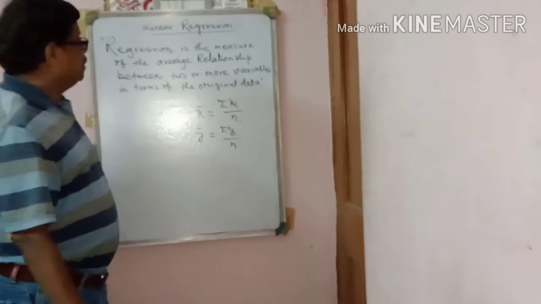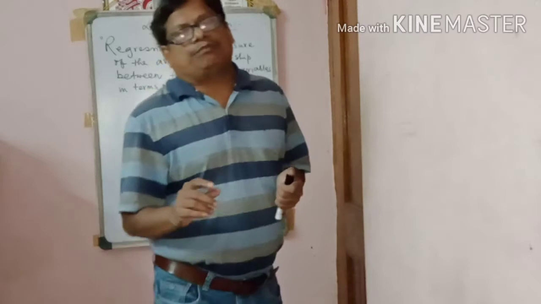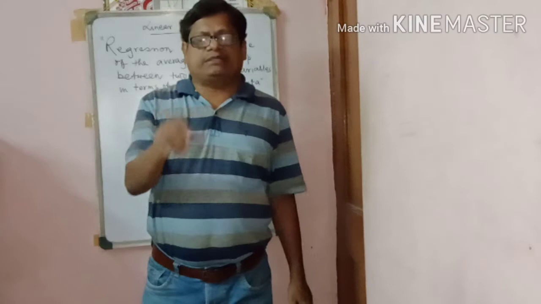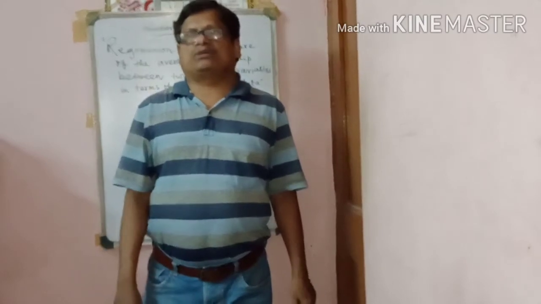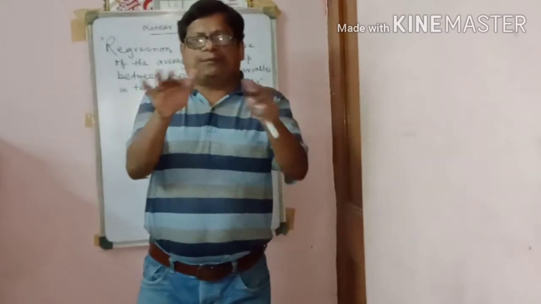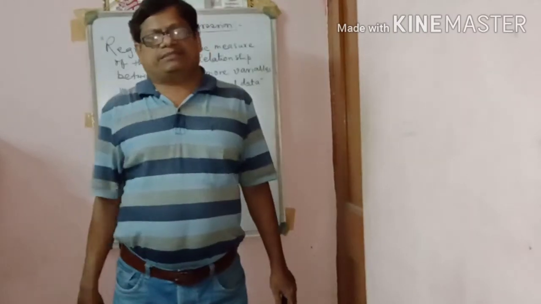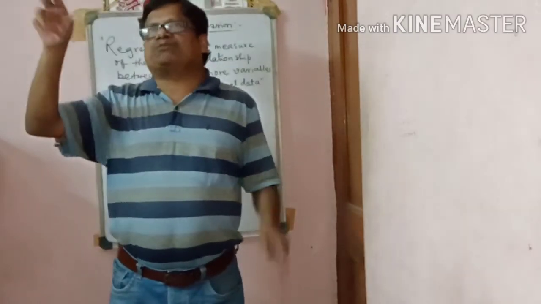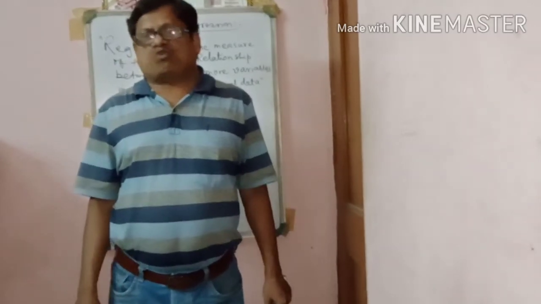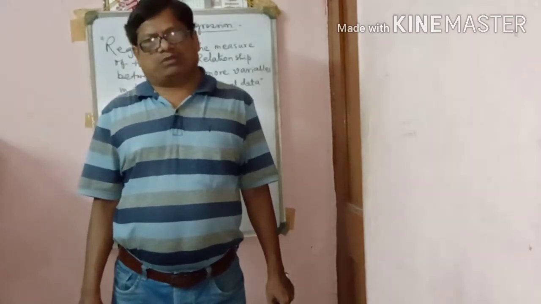Now, all of you know the equation of a straight line, you have already learned in class 10. Suppose a straight line having gradient m passes through the point x1, y1. We know the equation: y minus y1 equals m into x minus x1.